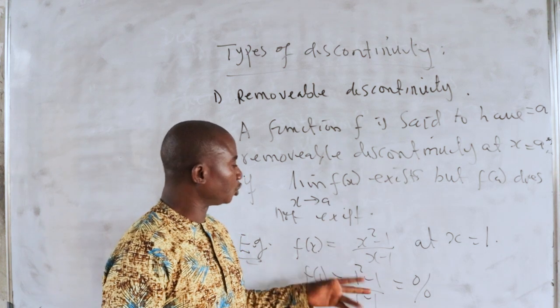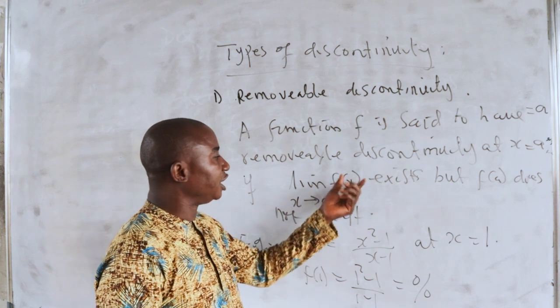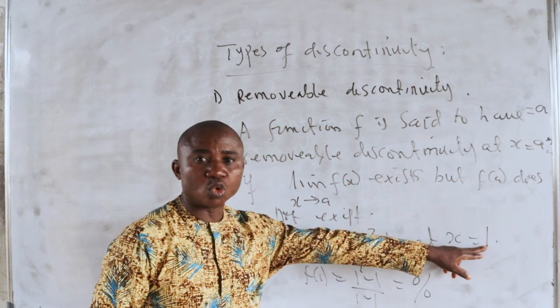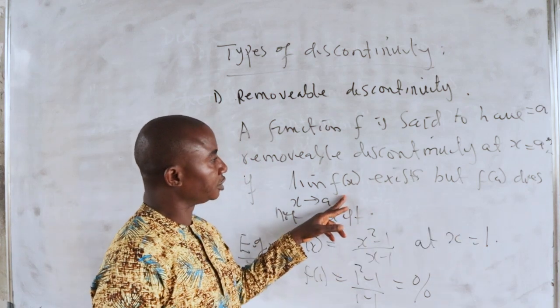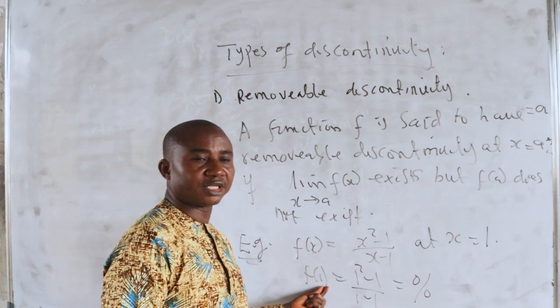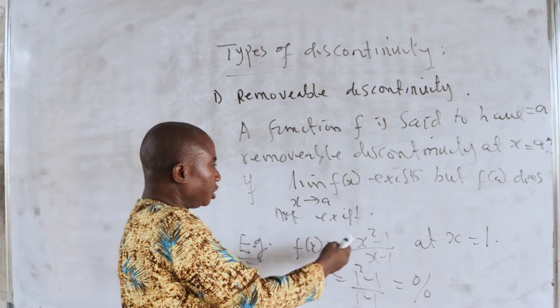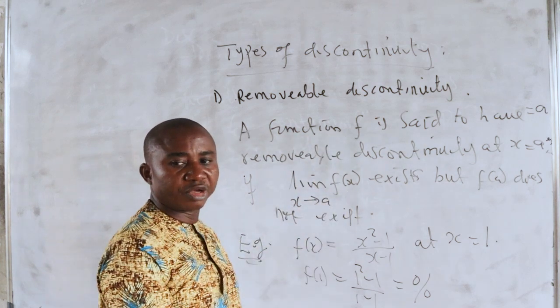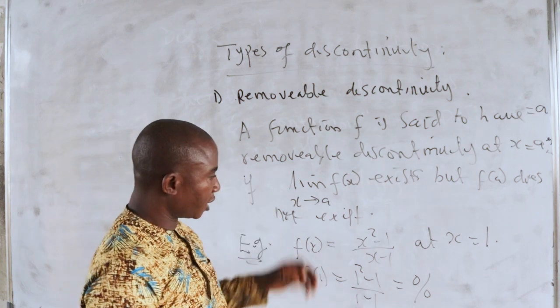And so what we have to do is to see if the limit as x tends to a exists. Our a in this case is 1. If that limit exists, then, since we have already seen that f at a does not exist, by definition it means that the type of discontinuity we have for this function is a removable discontinuity. Alright.